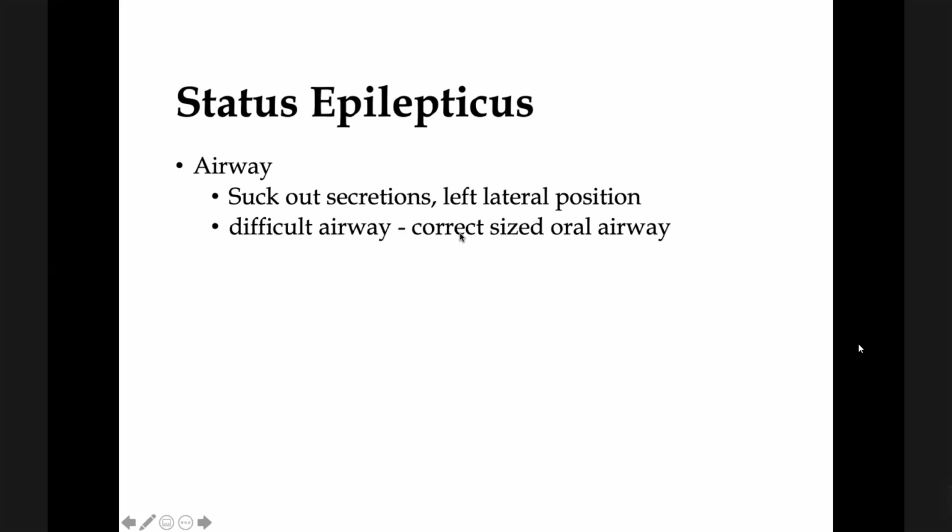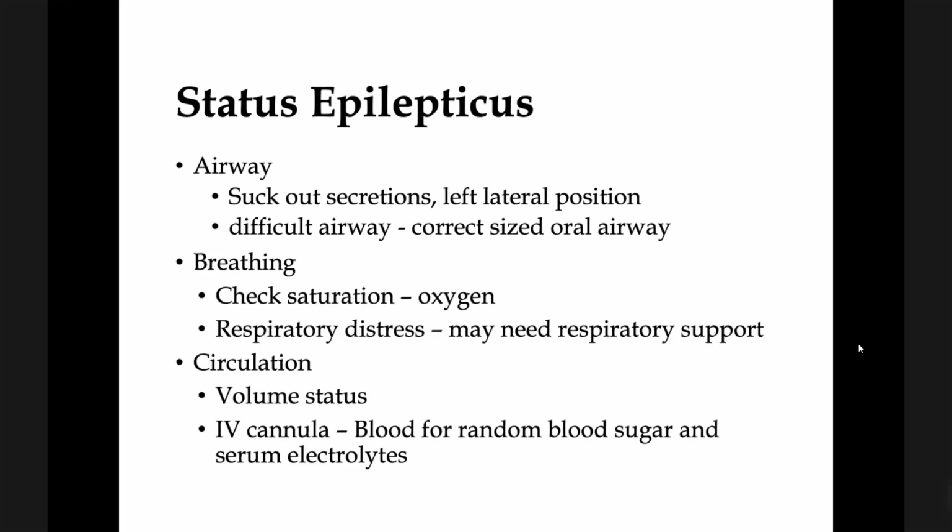Right, now we move on to status epilepticus. Again, a common scenario that you might encounter. So same principle. First, you need to stabilize the patient. So maintaining the airway is important. If you can keep the patient in left lateral position, or if that's the best option, and you need to frequently suck out secretions. And if you think you can't keep the airway open, then you'll have to use certain airway adjuncts such as oral airway. You generally give oxygen, keep the saturation under monitoring.